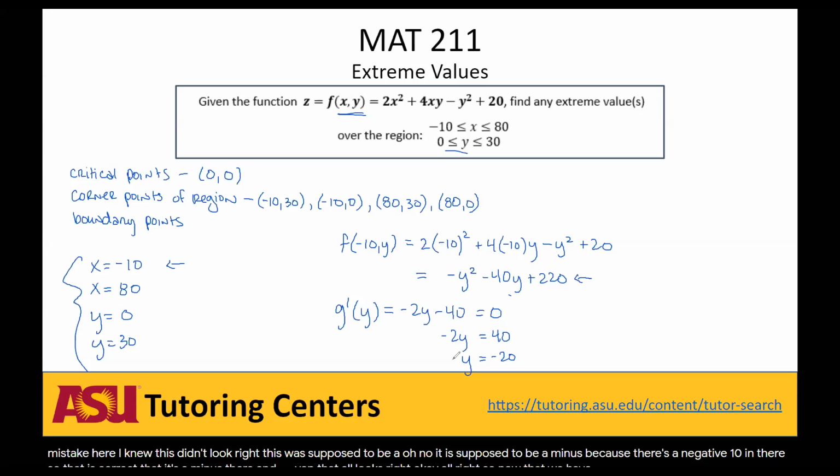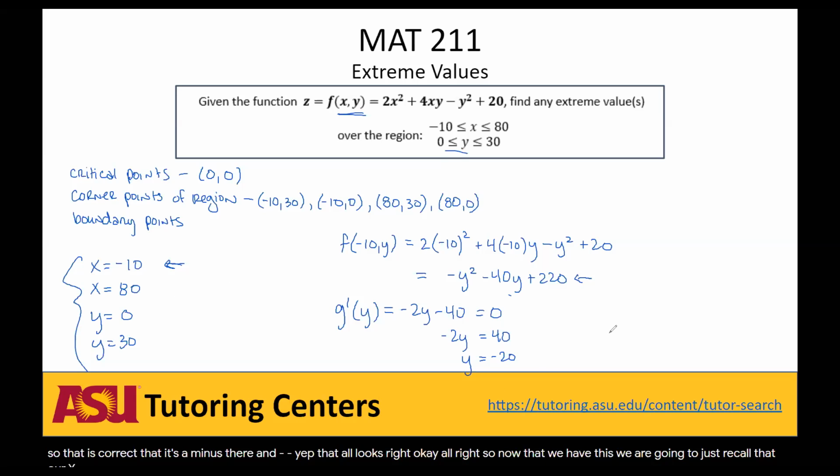So now that we have this, we are going to just recall that our x was negative 10 at this point. So we have a point negative 10 and negative 20. Great.